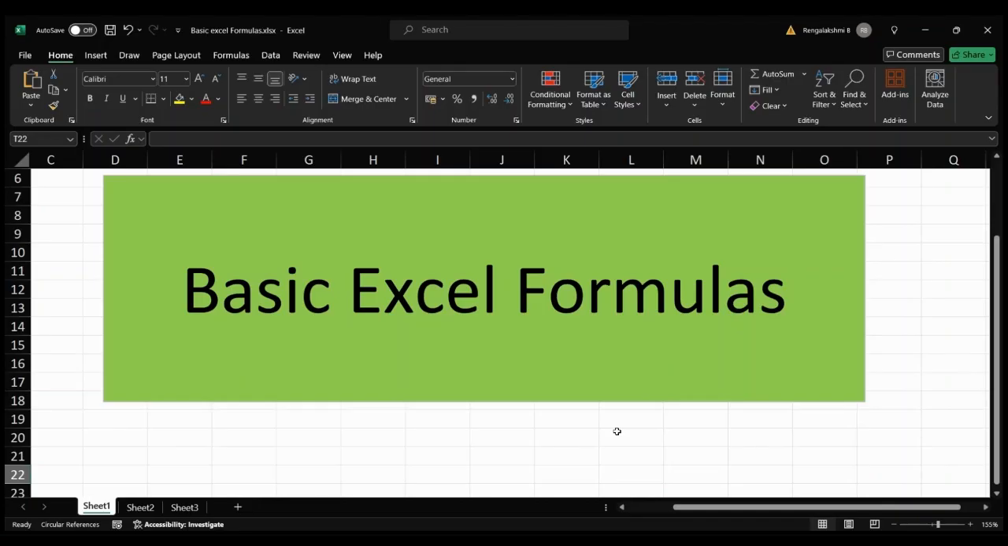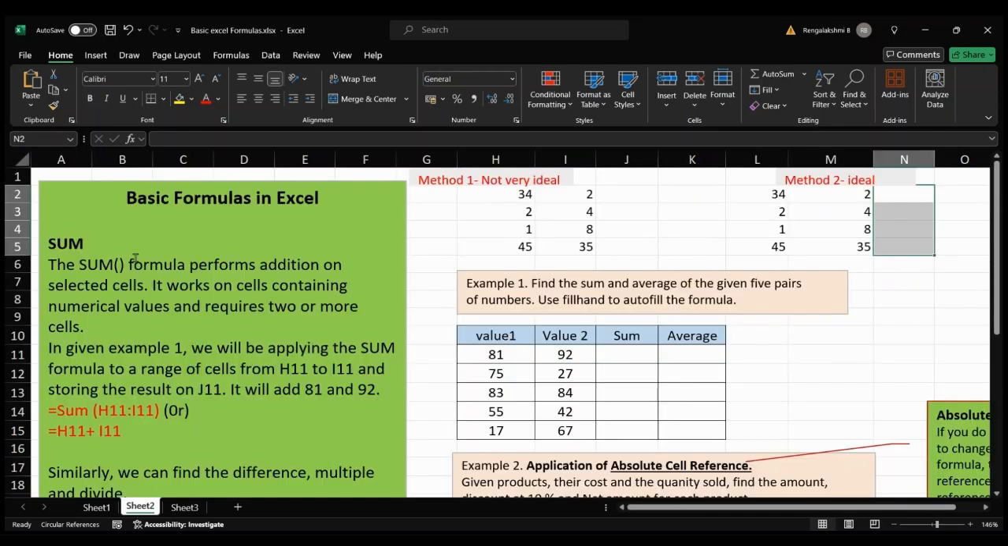Today we shall discuss basic Excel formulas. Here we'll be discussing four basic arithmetic formulas: sum, difference, multiplication and division. First we'll discuss sum. To find the sum we have two methods, which we'll be discussing now.